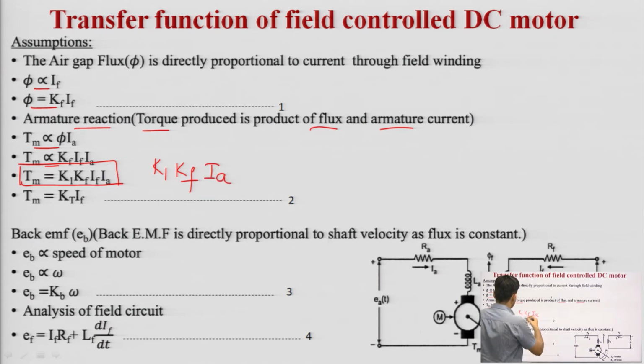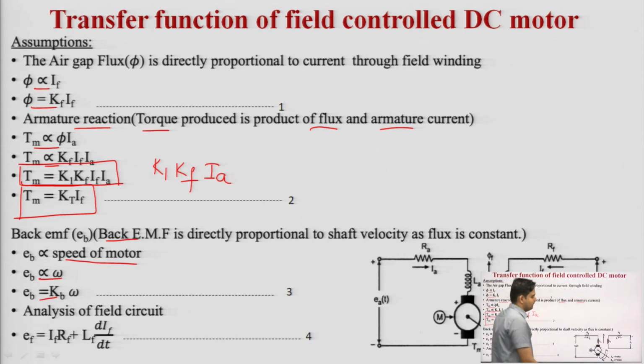This is the difference that will come when we go for field controlled DC motor. So, here my torque is given as K T I F. In case of armature controlled, it was K T I A. This is the difference coming here. Now, again back EMF is proportional to speed of motor, E B is given by K B times omega.